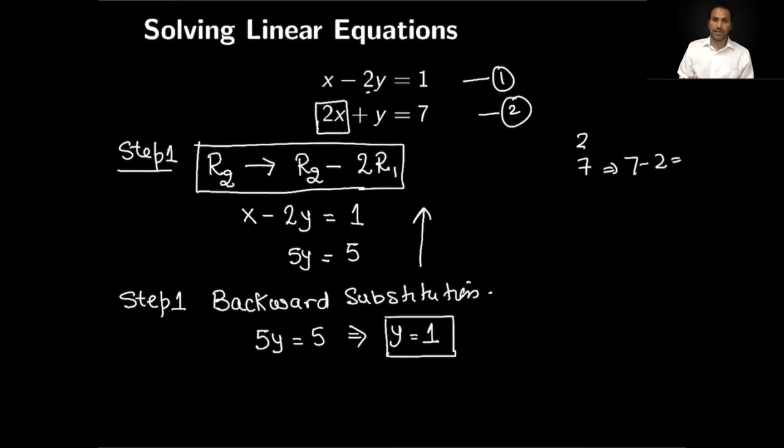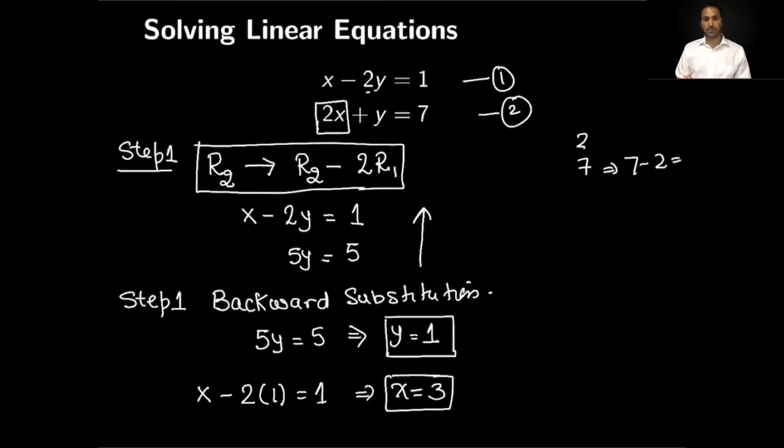I will plug that solution back into equation 1. That gives me x minus 2 times 1 is equal to 1, and this gives me x is equal to 3. That's why it's called backward substitution, because I plug y back into equation number 1. So the solution of the system is x is equal to 3, y is equal to 1.